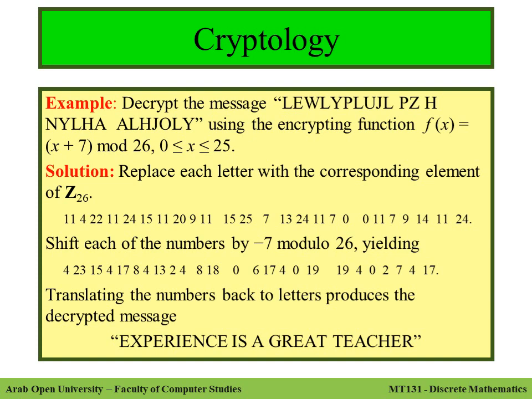We can do some. 11 minus 7 is 4. 4 minus 7 is minus 3. Take that mod 26. The result will be 23. Do this to every number.